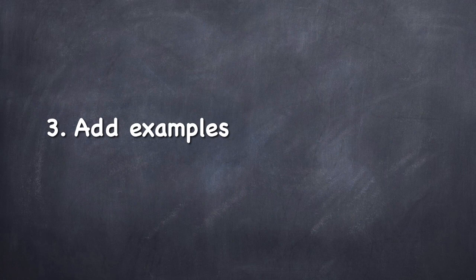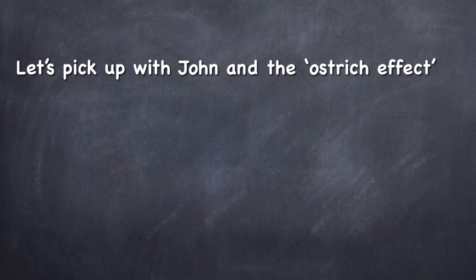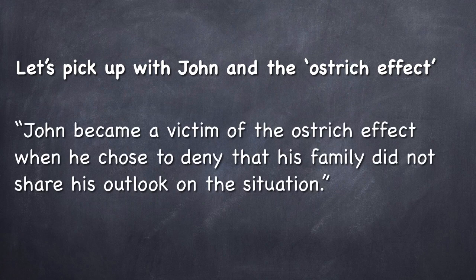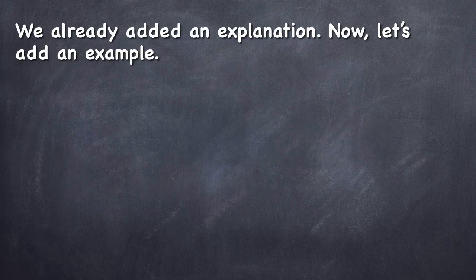Way number 3, add examples. Let's pick up with John and the ostrich effect from the previous example. John became a victim of the ostrich effect when he chose to deny that his family did not share his outlook on the situation. Okay, now we're already familiar with this one, and we have already added an explanation. So we already added a nice little paragraph to explain the ostrich effect. But now let's add an example of John being a victim of this effect.